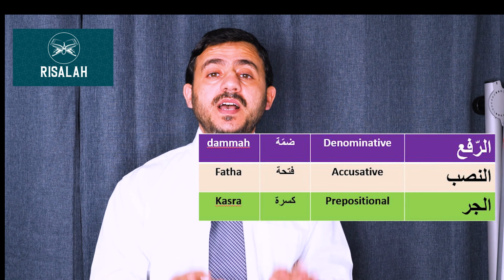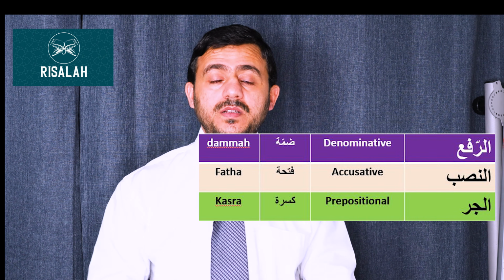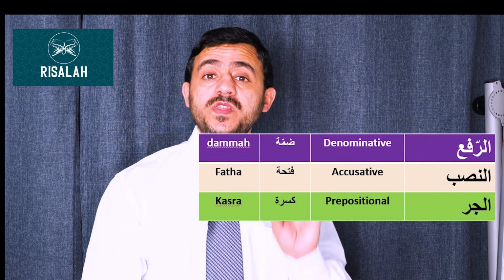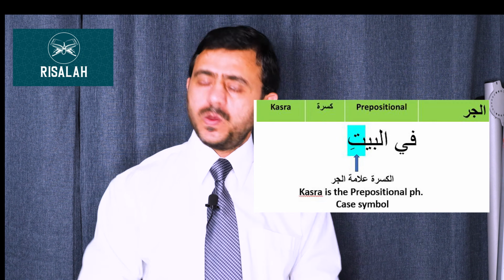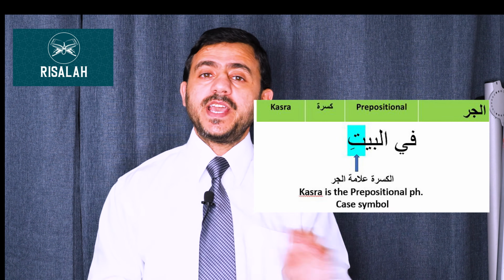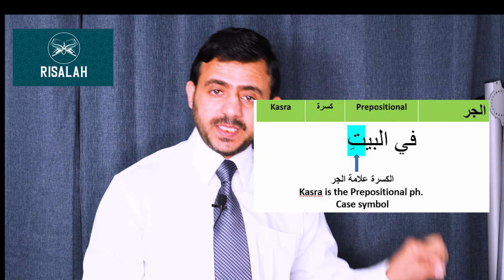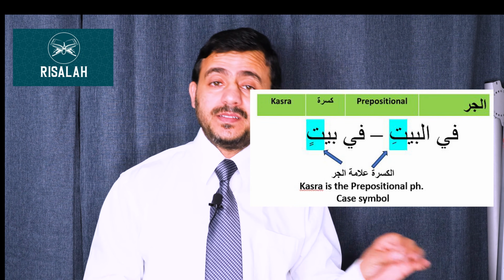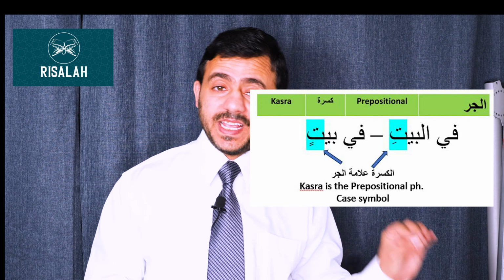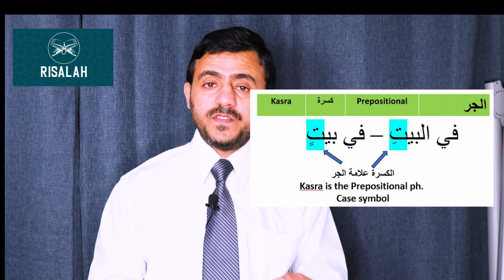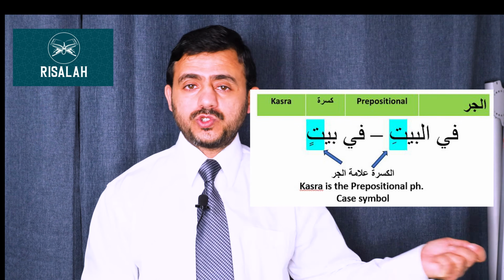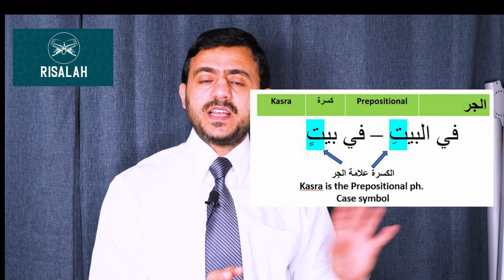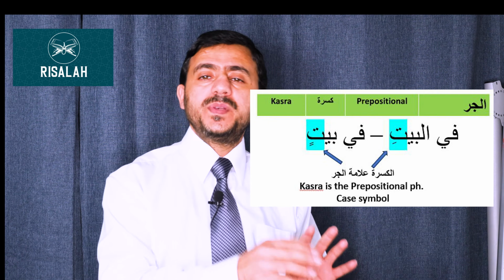The third one is الخفض or الجر. الخفض or الجر refers to nouns when they end with kasra. This is specific to nouns. So we say في البيتِ or في بيتٍ. The word ends with kasra. That is called al-khafd or al-jar. Al-jar means to drag something, traction, reduction. It means that this word is in the prepositional phrase.